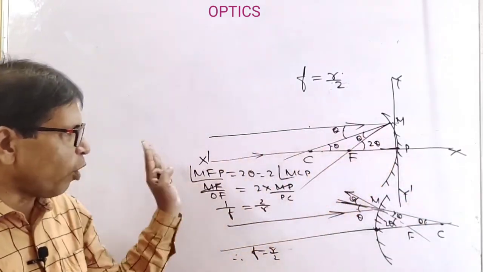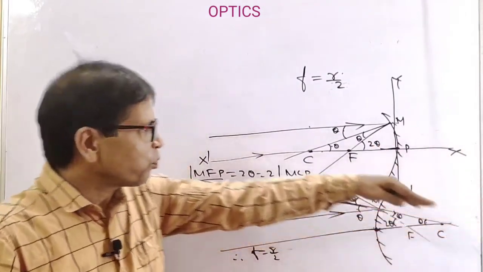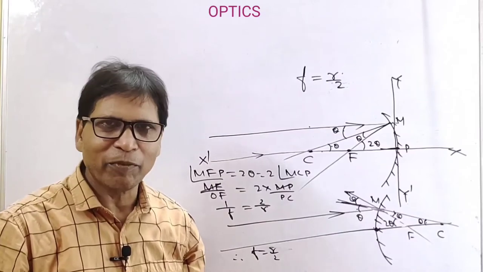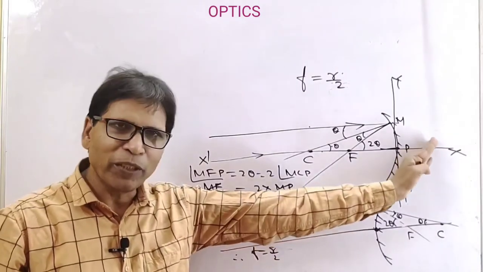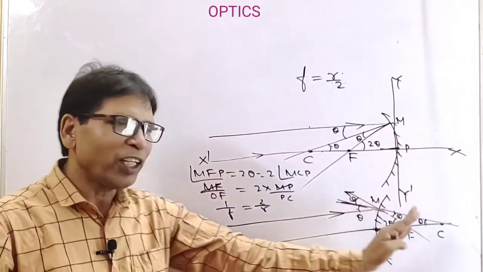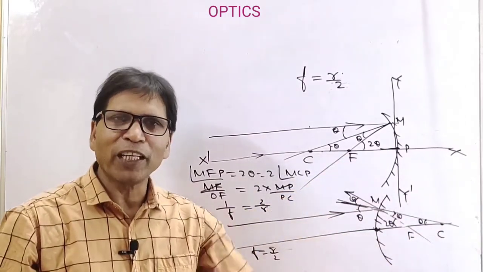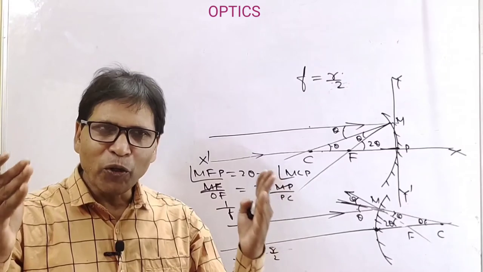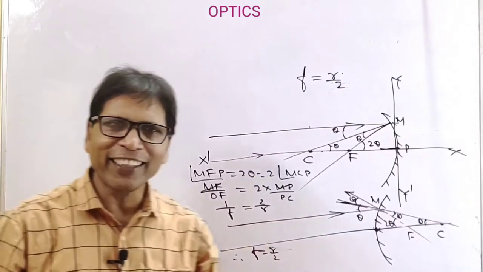Now all the distances in front of the mirror are negative and all the distances behind the mirror are positive. The height above the principal axis is positive. Height below the principal axis is negative. So real object distance is negative, virtual object distance is positive. Real image distance is negative, virtual image distance is positive. Focal length of a concave mirror is negative, focal length of a convex mirror is positive. The virtual image becomes erect. So magnification of a virtual image is positive and magnification of a real image is negative.